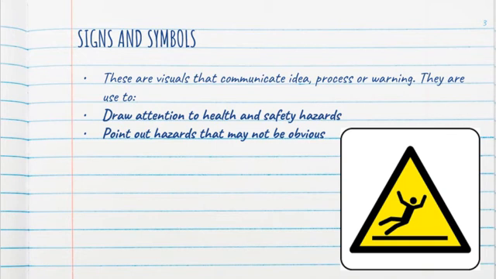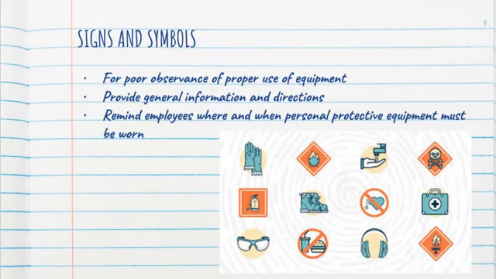visual symbols that communicate ideas, processes, or warnings. They are used to draw attention to health and safety hazards and point out hazards that may not be obvious. So these are samples of signs and symbols, and they are also used for poor observance of proper use of equipment. So tools and equipment are designed for some specific purpose and proper use. You have to keep in mind that these tools and equipment may not perform well and may fail or even break when not properly used.